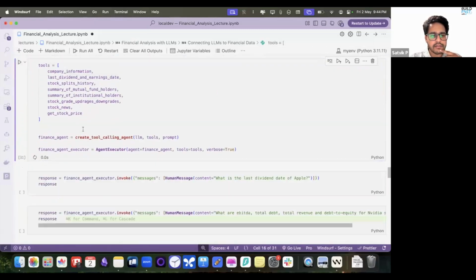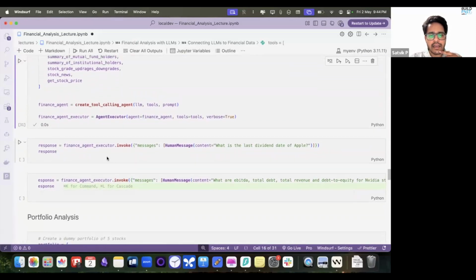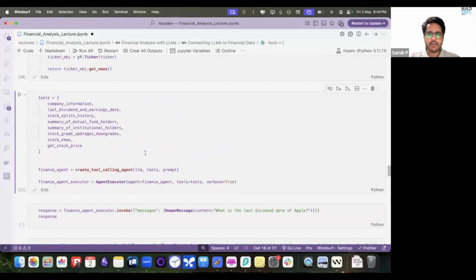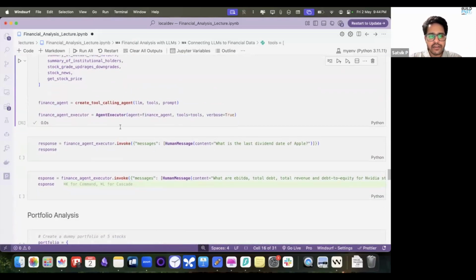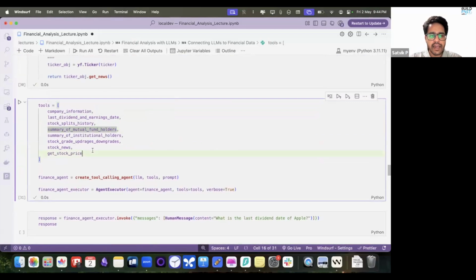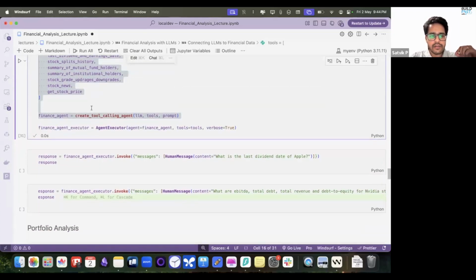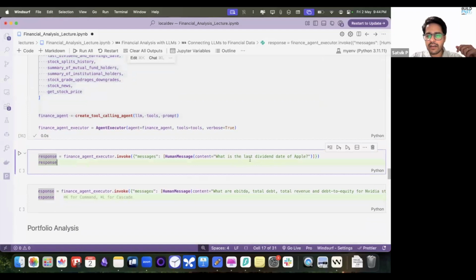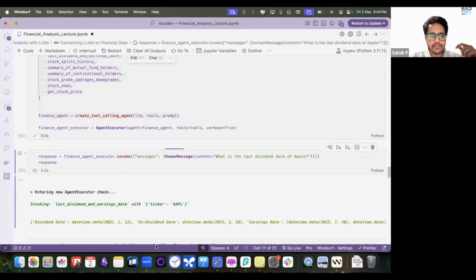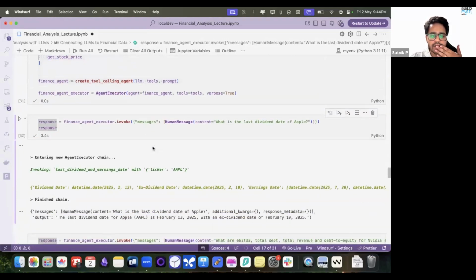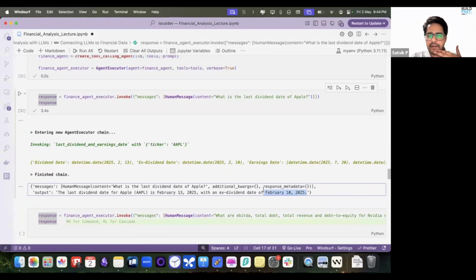Now let me run this. So now I can ask. Earlier my GPT model was not able to get the latest dividend date. Now I have given it access to full data. I have taken all the datasets that I have from Yahoo Finance, collected them, and given them to the LLM with this line of code. Now I'm asking the same question: what is the last dividend date of Apple? You can see that the last dividend date of Apple is Feb 10th, 2025.